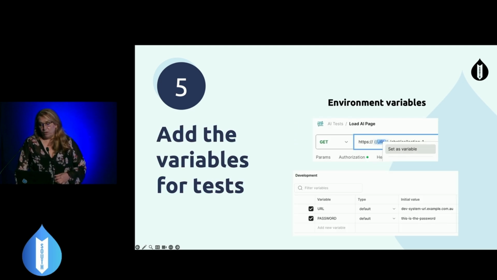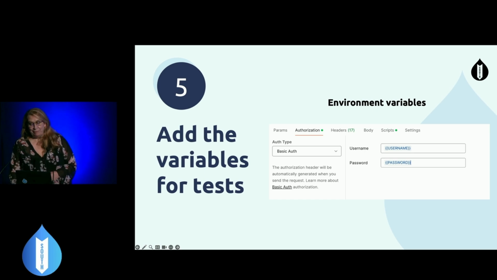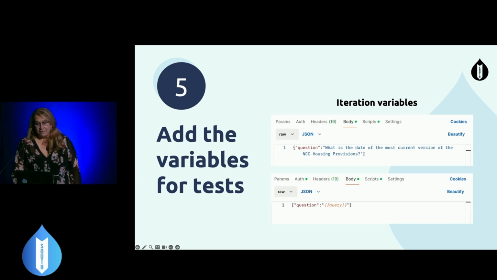So in Postman, we replace the request URL with URL in double curly braces, and that sets it up as an environment variable. Same for password. Next, we replace the basic auth password with the password variable. And since the username is the same for different environments, we'll add username as a global variable. Lastly, we replace the question text with a query variable, also in double curly braces. And this is the iteration variable, which will come from the CSV at runtime.